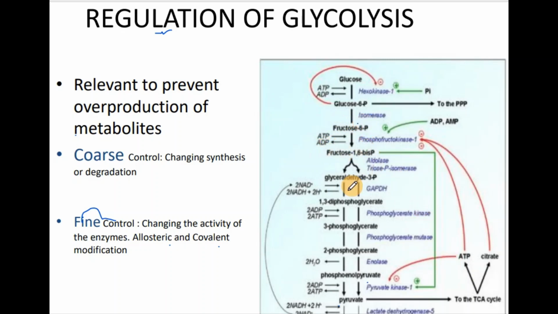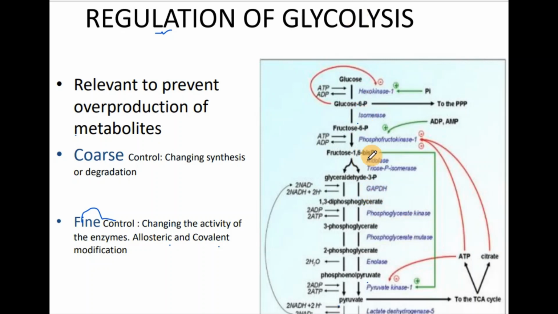This control mechanism shown here is what we call allosteric inhibition, and these enzymes here are what we call allosteric enzymes. They are called allosteric enzymes because they have two sites: one allosteric site and one active site. The allosteric site is a separate site on the enzyme such that if any compound binds to that site, it changes the conformation of the active site so that the substrate can bind.